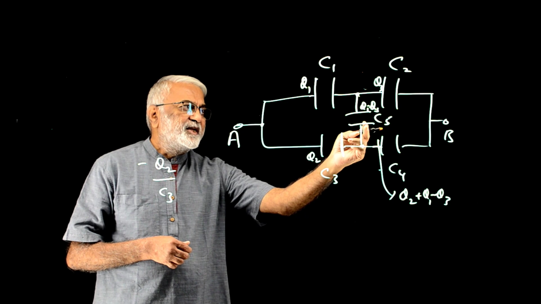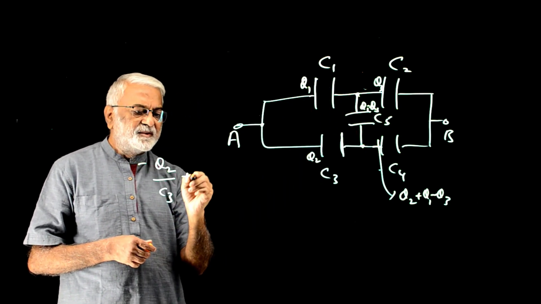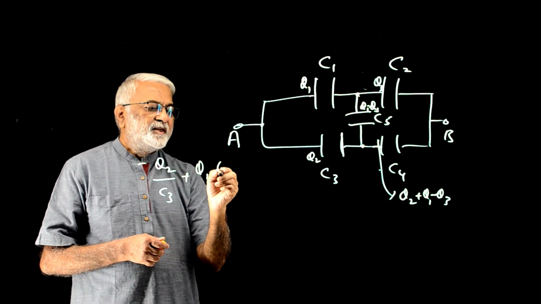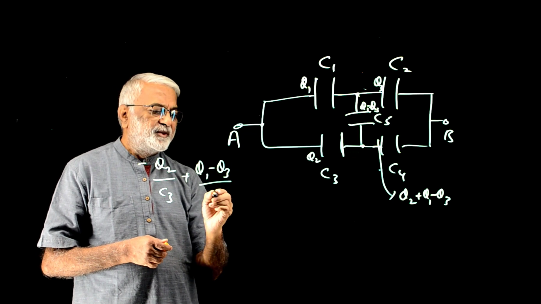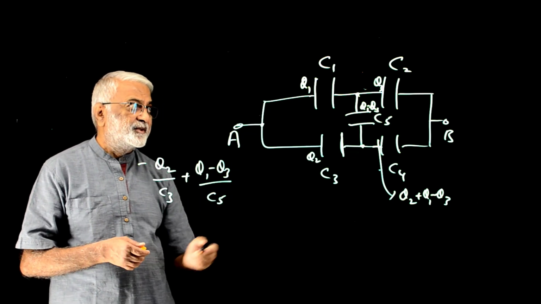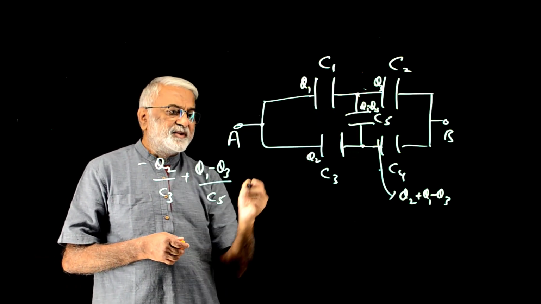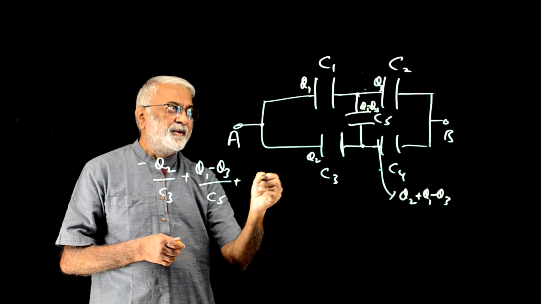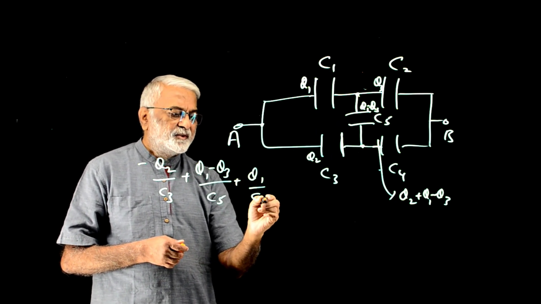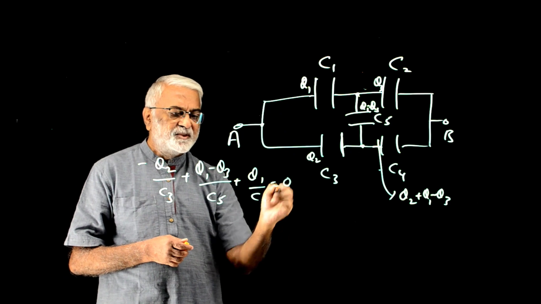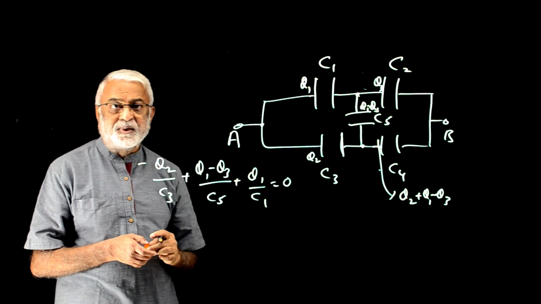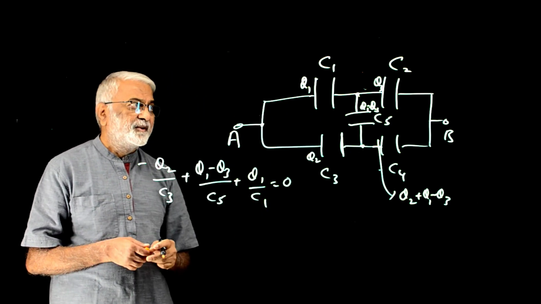This is positive and this is negative, so there's an increase. That will be an increase of (Q1 minus Q3) by C5. And this again is an increase of Q1 by C1. So we're back to the starting point, so this sum must be 0. The algebraic sum of potential differences in a closed path is 0.